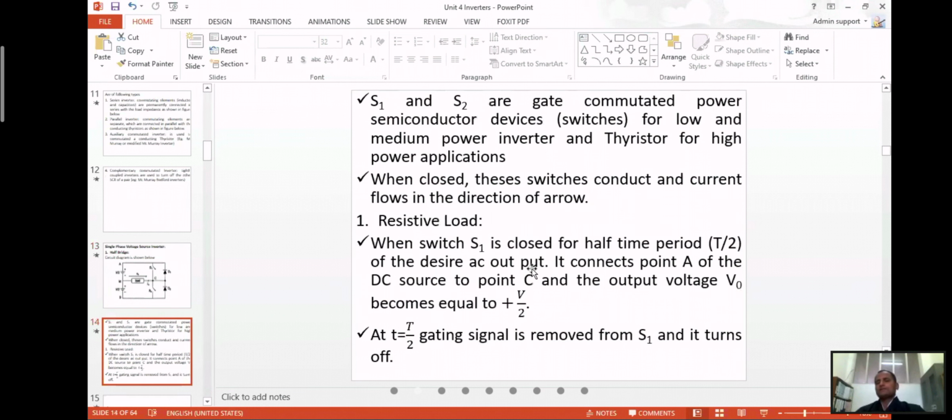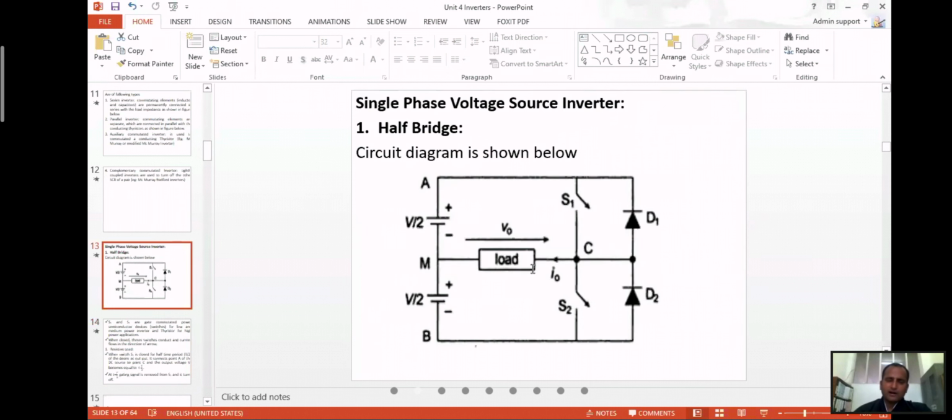S1 and S2 are gate commutated power semiconductor devices. Gate commutated means it is for low and medium power inverters, and it can be a thyristor for high power applications. These are the switches. Whatever we are talking about till now in power electronics, it is just a switch. We are talking about the switch, whether you are converting from AC to DC, DC to DC, or DC to AC.